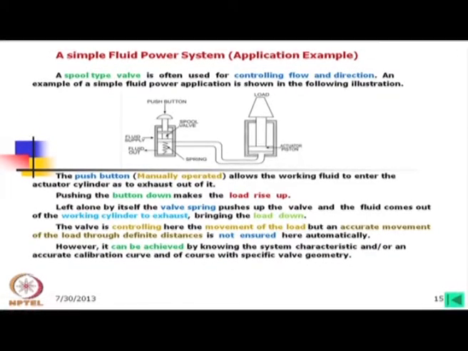However, it can be achieved by knowing the system characteristics and or an accurate calibration curve, and of course, with specific valve geometry. This means that we can control this valve to get, say, a desired rate of flow, etc., by controlling the orifice. Such type of controlling is known as open loop control.